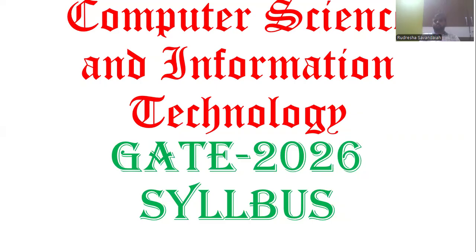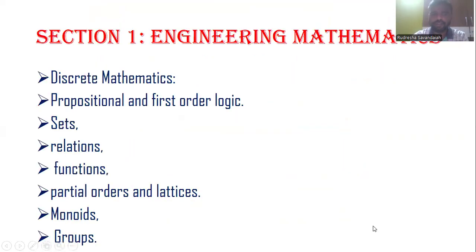Computer Science and Information Technology GATE 2026 syllabus. Section 1 is engineering mathematics. In engineering mathematics, you have a common syllabus across all the branches. The main concentration is on engineering mathematics.